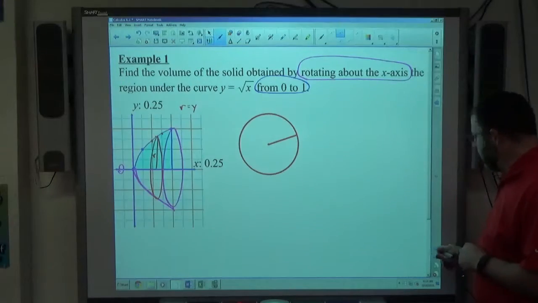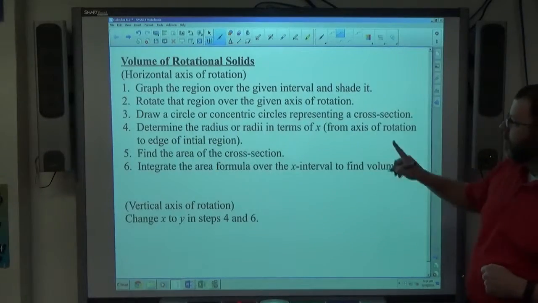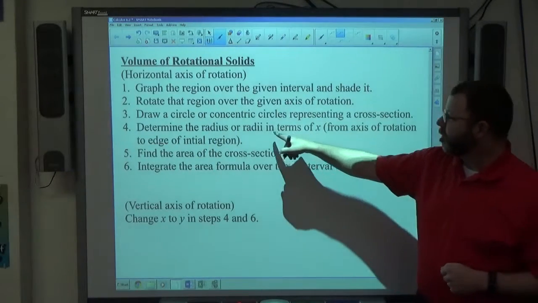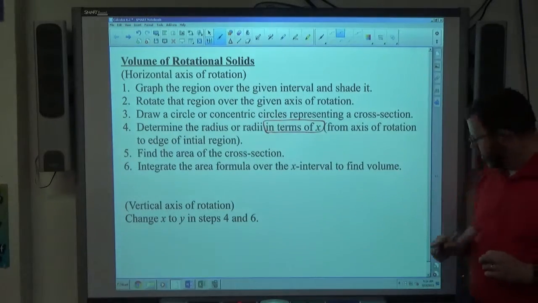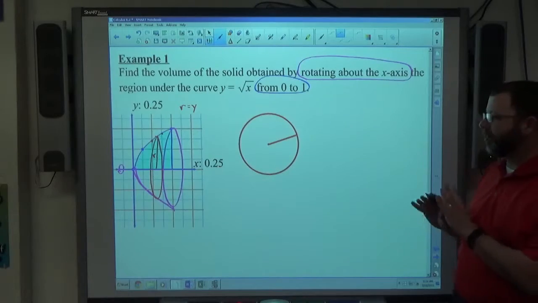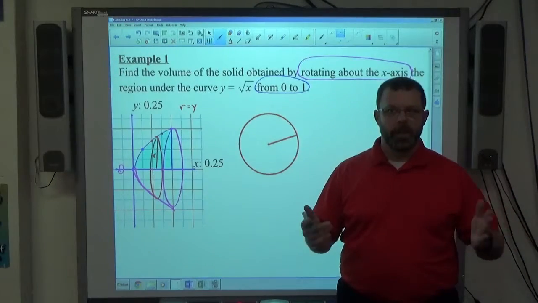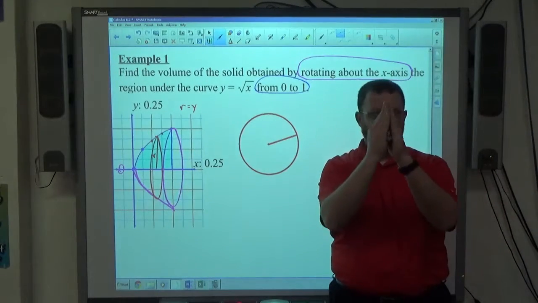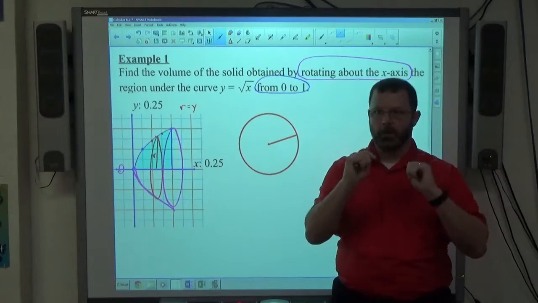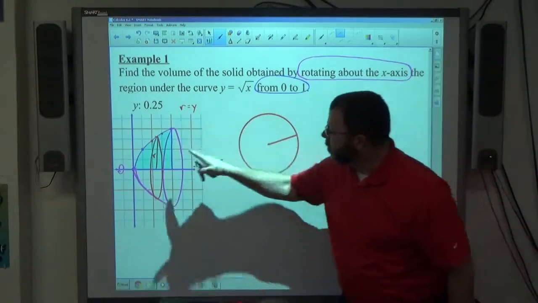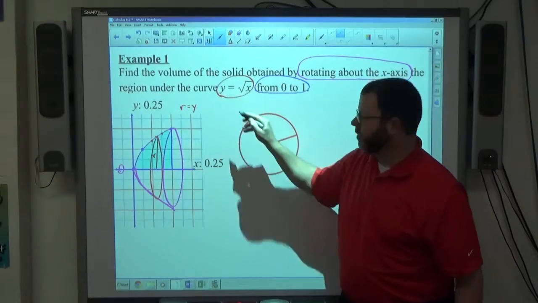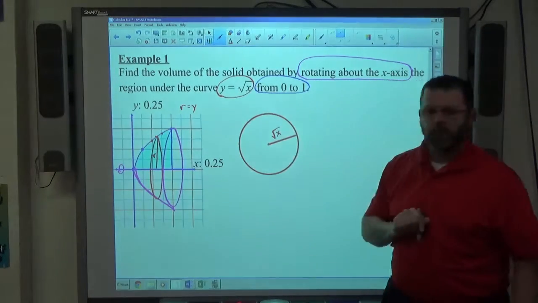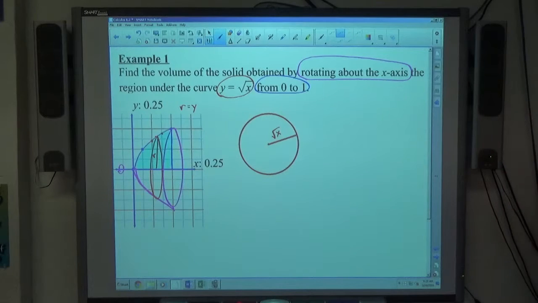If you look in step number 4, determine the radius in terms of x. All right? So the first thing you do is just establish that it is y. And if we're going this way, the radius will be x. It'll be either x or y right now. So the radius is y, but y equals the square root of x. That's what you want to put in your circle. And again, for now, that's what the radius will be.